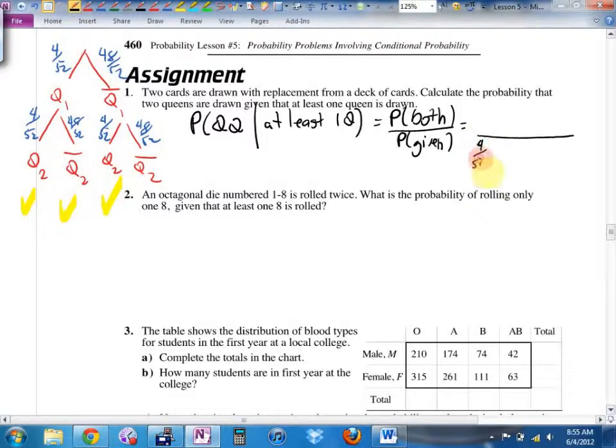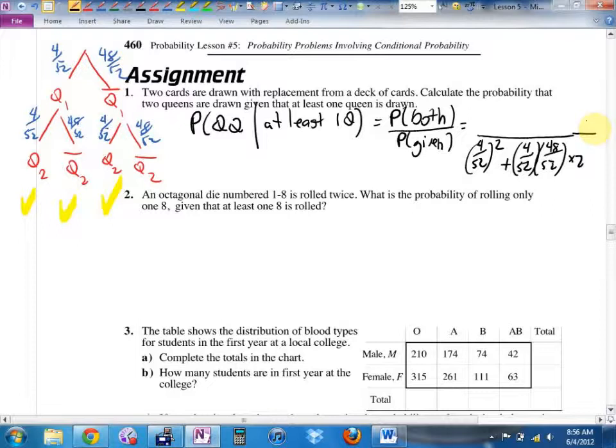4 out of 52 times 4 out of 52. Can I just write 4 out of 52 squared? Or 4 out of 52, 48 out of 52. Or 48 out of 52, 4 out of 52. Since that's the same number, I'm just going to multiply this one by 2 because I'm running out of room. Is that all right so far? That's going to be the bottom.